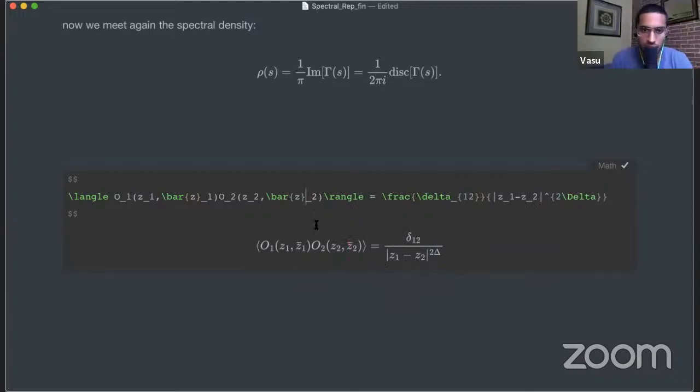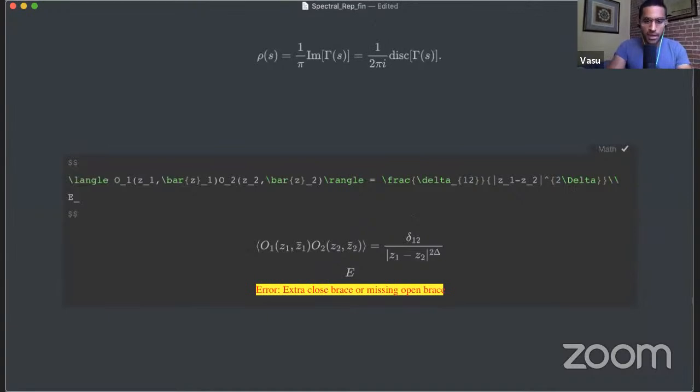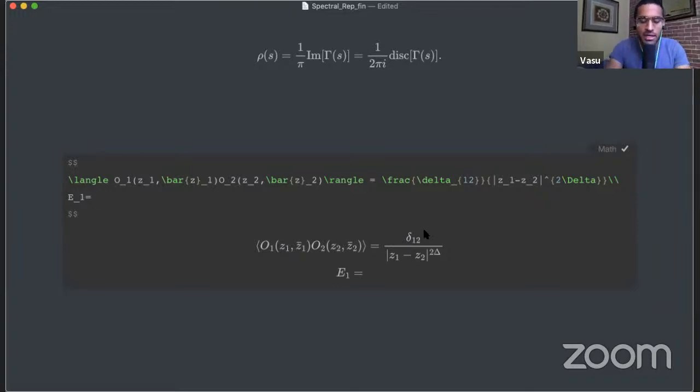Now, the interesting thing is that in the state operator map, E1 and E2 are the same because of this delta 1, 2, or delta 2, 1, whatever you want to call it. I have that the energy of this state is directly related to the conformal weight.